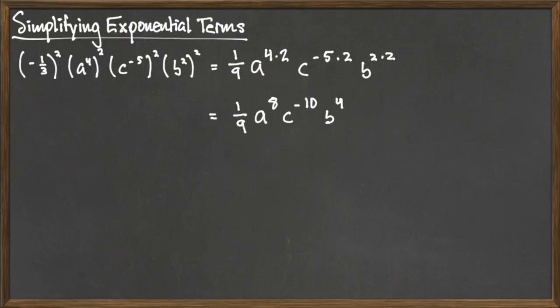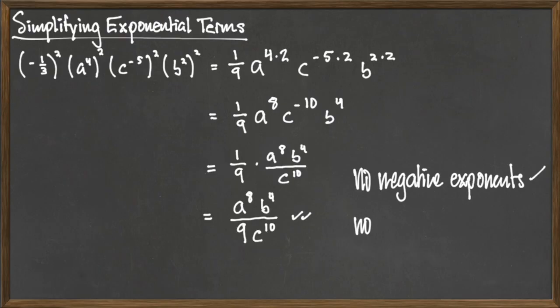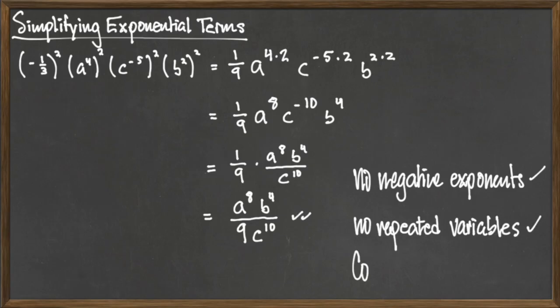Now that I have no exponential terms with the same base, I can start moving terms around based on the sign of their exponent. The only thing I need to bring down to the denominator is that c to the minus 10th. So this becomes 1/9 times a to the 8th times b to the 4th over c to the 10th. Lastly, since I have a multiplication of fractions, I can simply absorb these numerators and denominators together. So I get a to the 8th times b to the 4th divided by 9 times c to the 10th, and we're done.